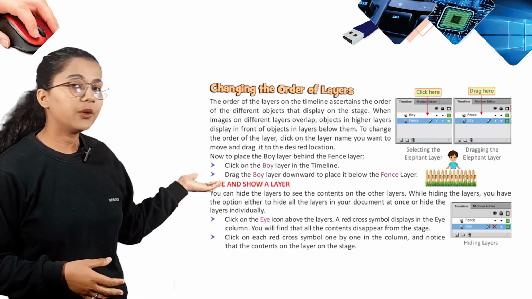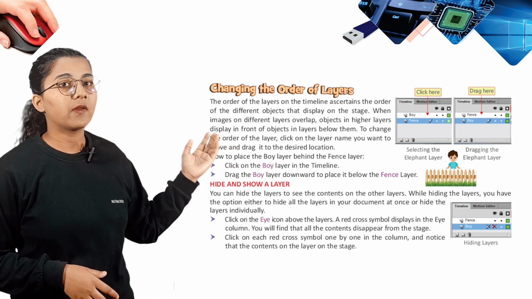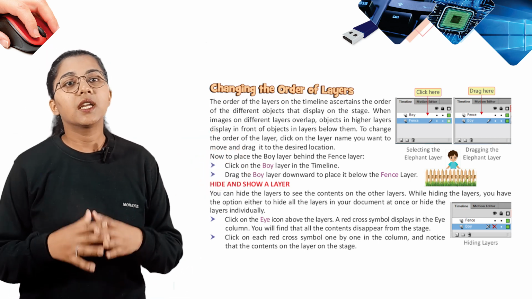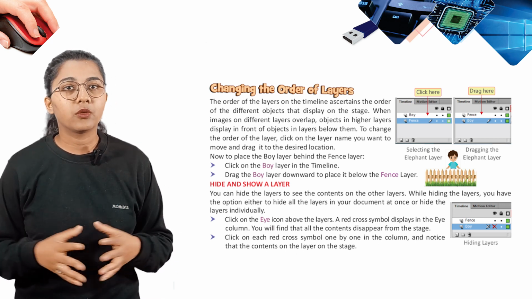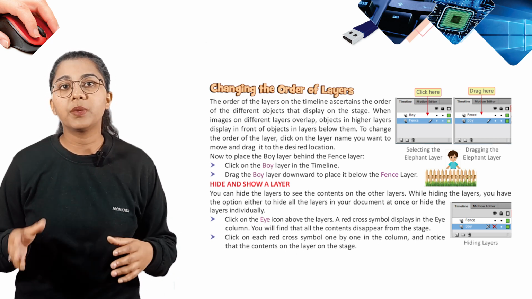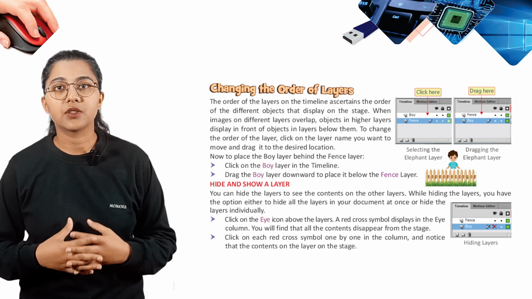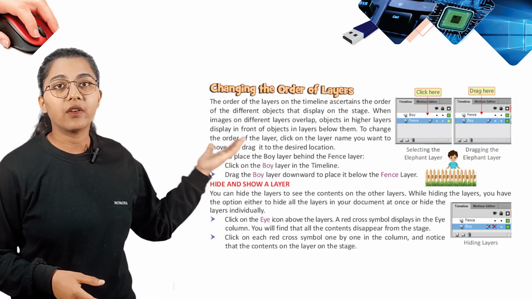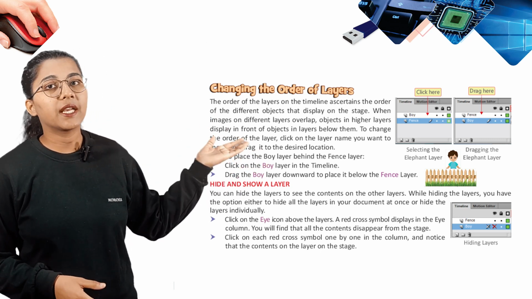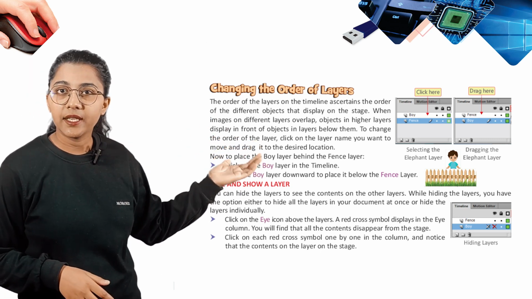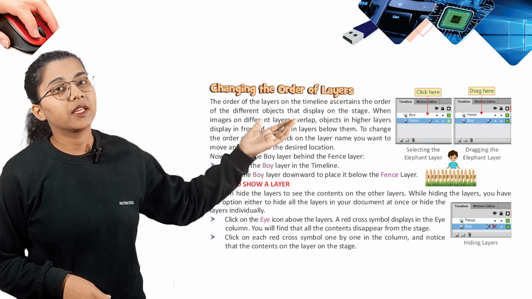So here you can see we have two steps. First, click on the boy layer in the timeline. Second, drag the boy layer downward to place it below the fence layer. So this is how you can arrange your layers in order. Here you can see the interface of selecting the elephant layer and secondly dragging the elephant layer.